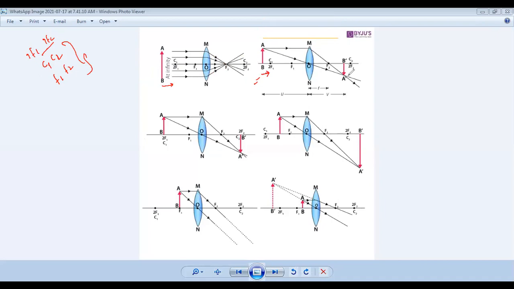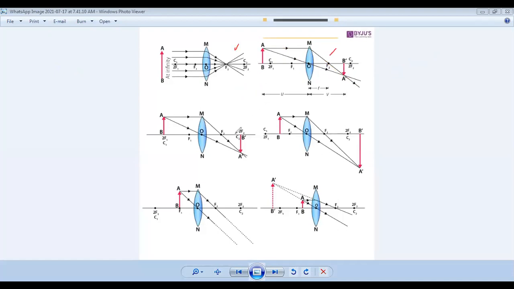The image formed will be between f2 and 2f2, that is, between the second focal point and the second center of curvature. You can see two rays: one ray coming parallel to the principal axis, passing through the focal point, and a second ray passing through the optical center. These rays converge here, and you get an inverted, real image between f2 and 2f2. Position is beyond 2f1. Yes, boys, second case ray diagram.